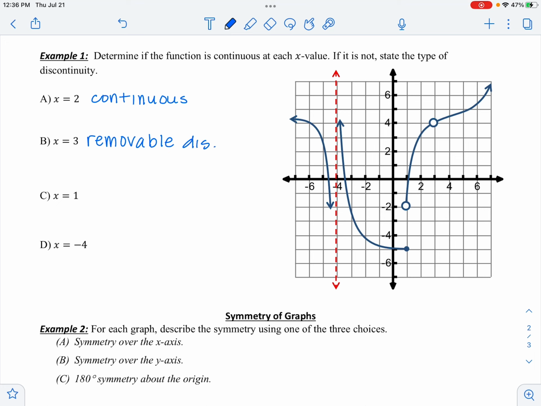All right, the next one at x equals 1. So at x equals 1 right here, there's a discontinuity there. Be careful, it's not a removable discontinuity. If you look, the graph does pick back up right here. Or it actually starts right here and picks back up at this open point right here. And then it keeps going. That is a jump discontinuity.